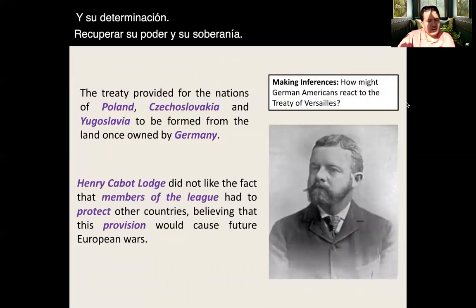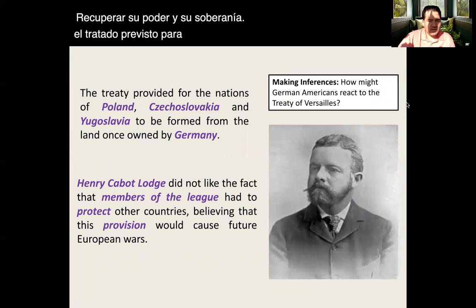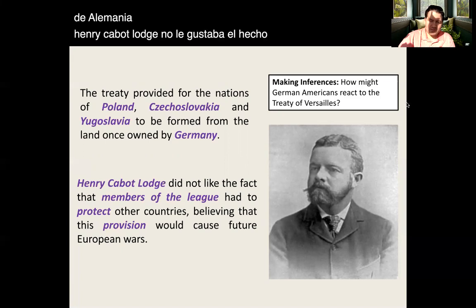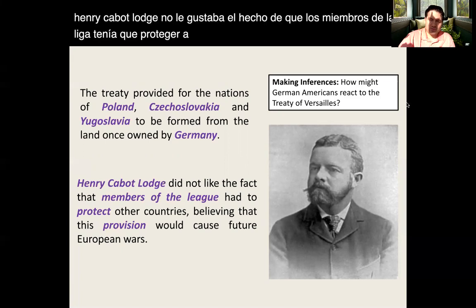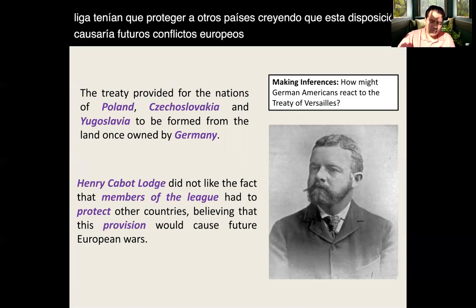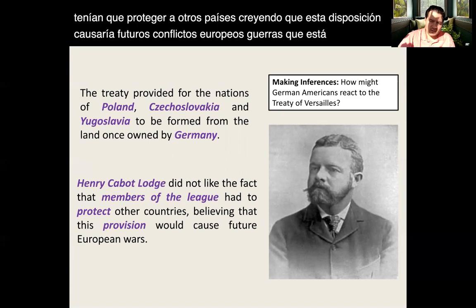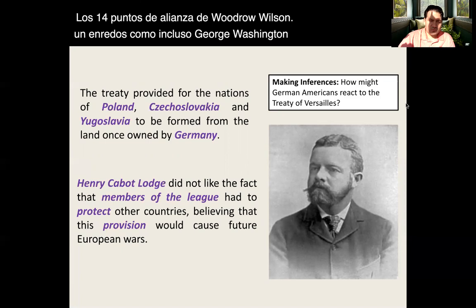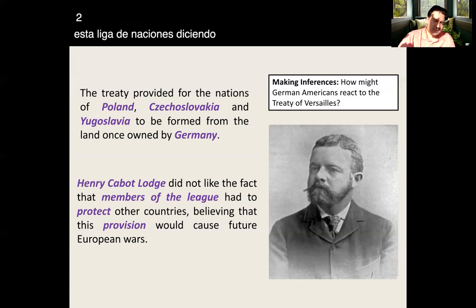The treaty provided for the nations of Poland, Czechoslovakia, and Yugoslavia to be formed from the land once owned by Germany. Henry Cabot Lodge did not like the fact that members of the League had to protect other countries, believing that this provision would cause future European conflicts, European wars. He's linking this idea of Woodrow Wilson's 14 points of alliances and entanglements, as even George Washington would say, to this League of Nations, saying that it might cause more problems than it solves.